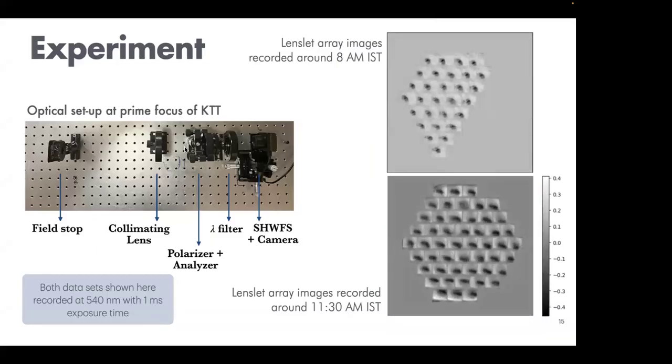And another thing is that the 8 a.m. images are sharper compared to the 11:30 a.m. images, which again is because of the heating of the ground. At least at 11:30, this was somewhat better, but post-noon, it just started degrading even more. So yeah.